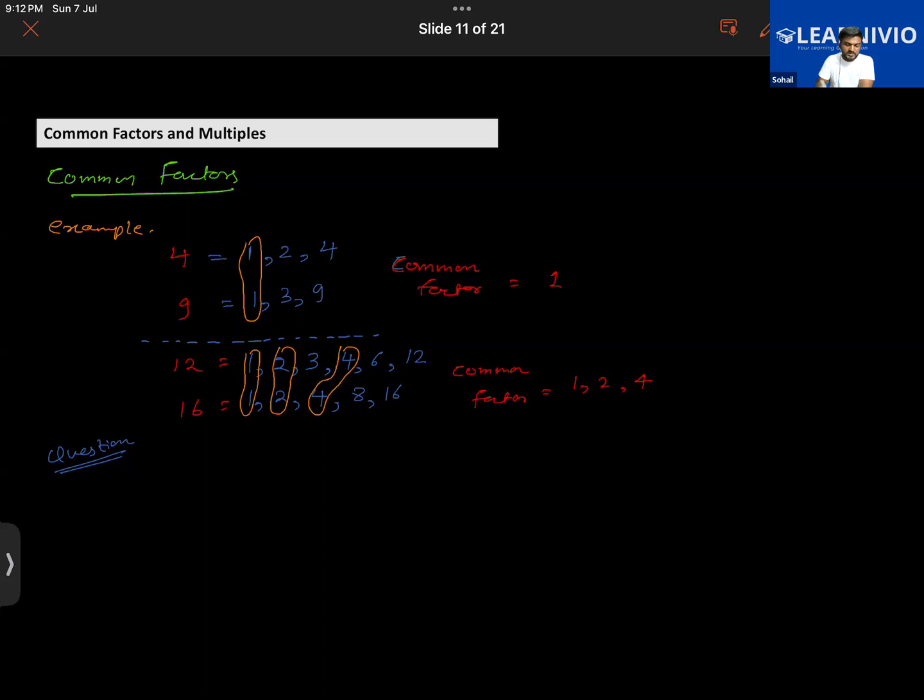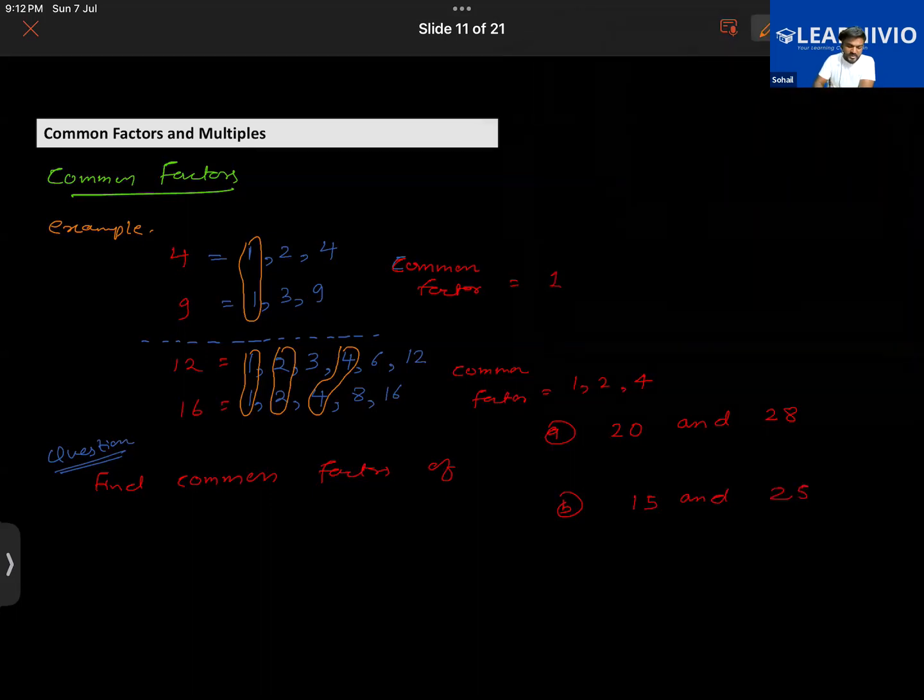So I'm giving some questions. You have to find the common factors. In A, find the common factors of 20 and 28. In B, you have to find the common factors of 15 and 25. Solve it as quickly as possible. The method you have understood: first of all, write all the possible factors. Then circle the factors which are common for both the numbers. That would be the resultant answer.